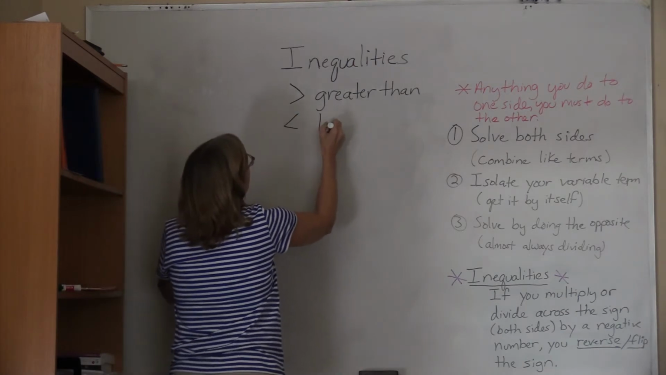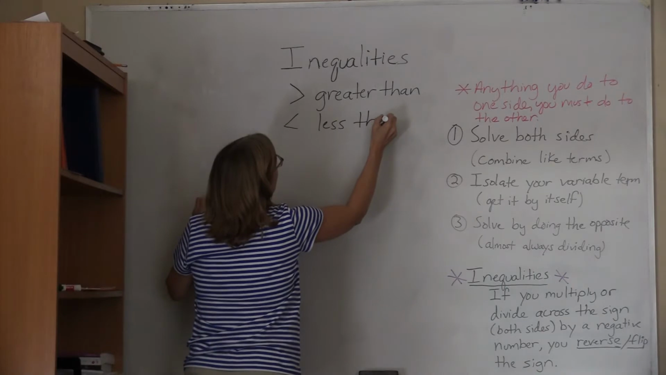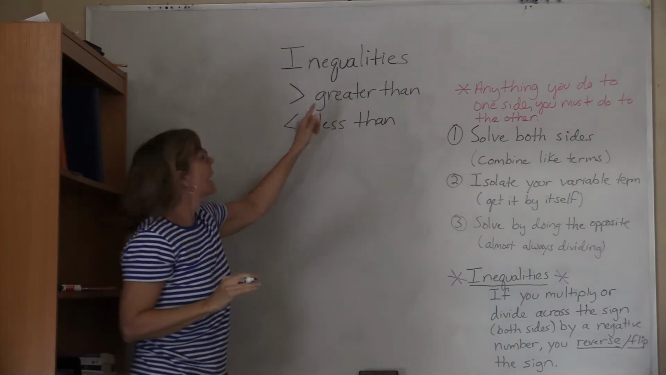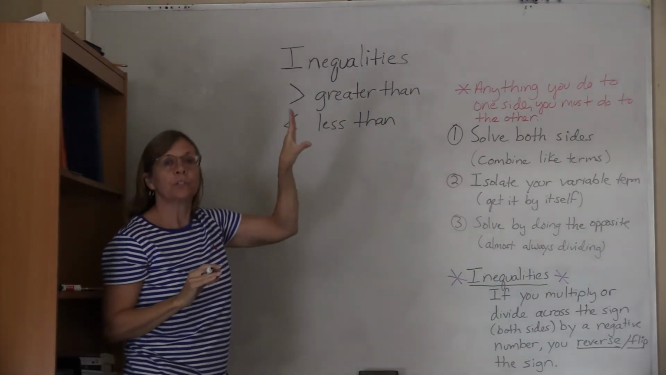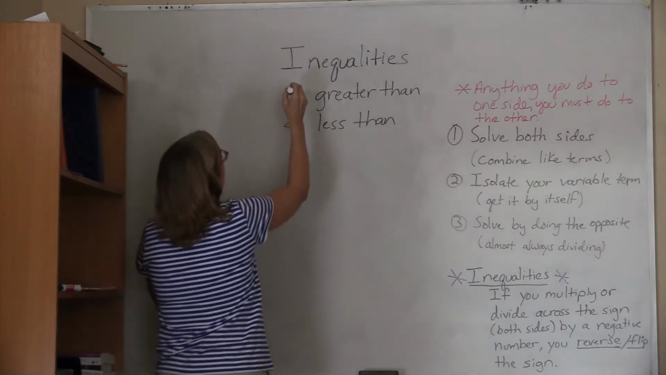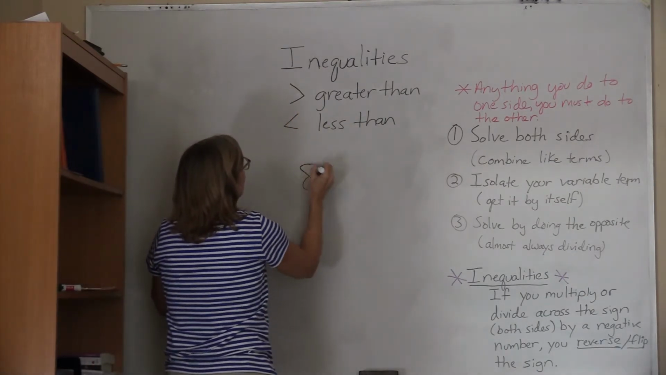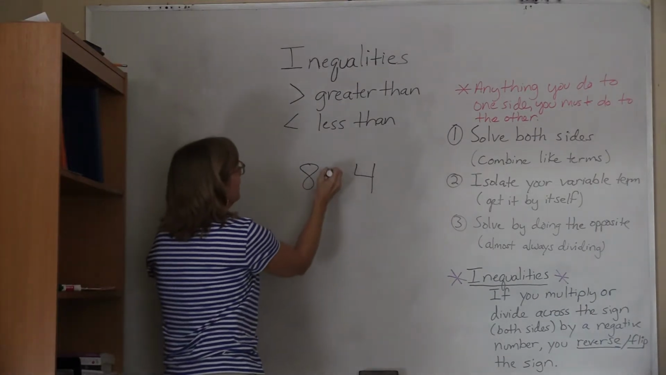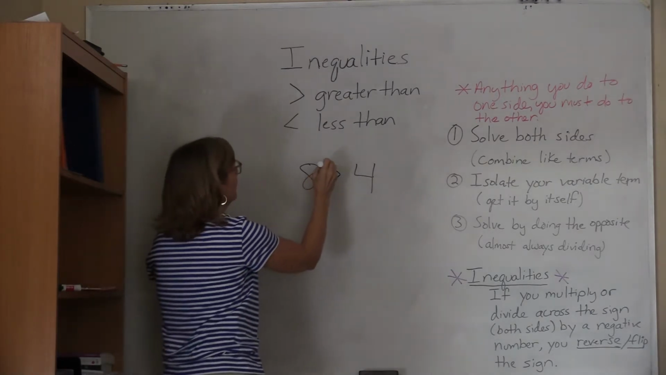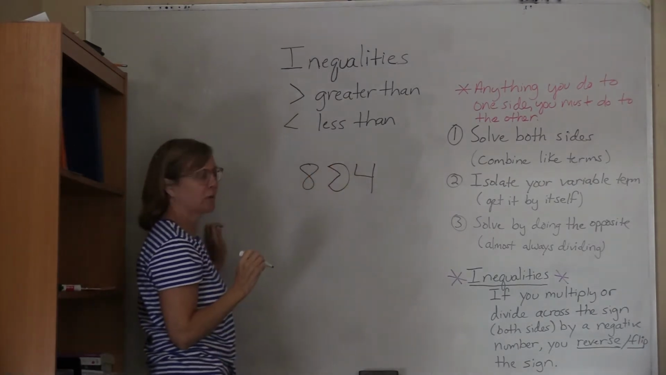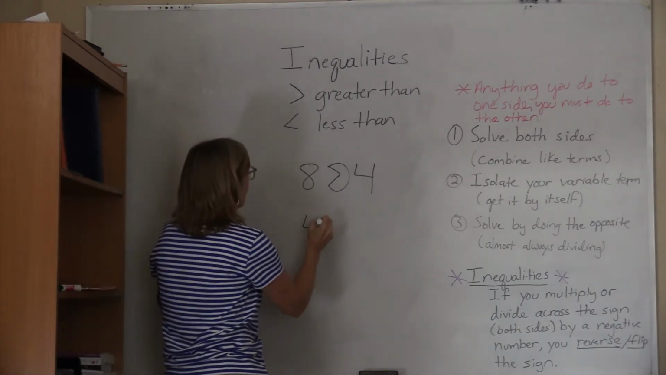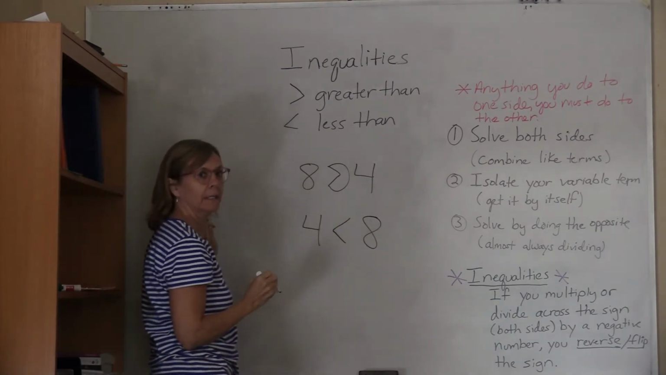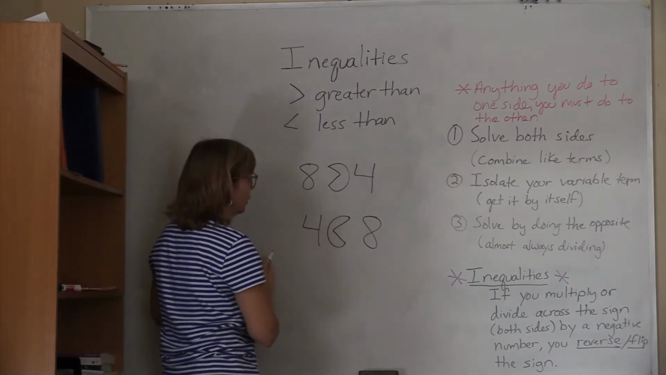This sign here is less than. Now, here's the really important thing. Just realize the big opening is towards the bigger number. Think of it like Pac-Man, okay? So let's suppose I had 8 and 4. Well, which one is greater? The 8. So the opening is towards the bigger number. Think here, I made him Pac-Man, right? Well, suppose I'd written it the other way. If I had 4 here and 8 here, the 8 is larger, so the opening is toward the 8. Just imagine a little Pac-Man. He wants to eat it.